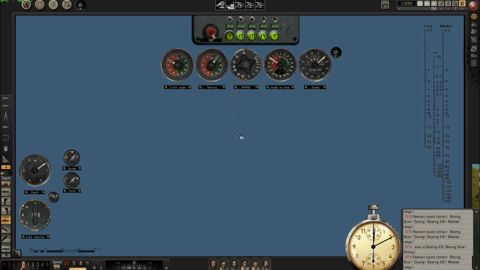035. Fire. Tube 1, go! Tube 2, go! And tube 3, go. So I fired all my 3 torpedoes.